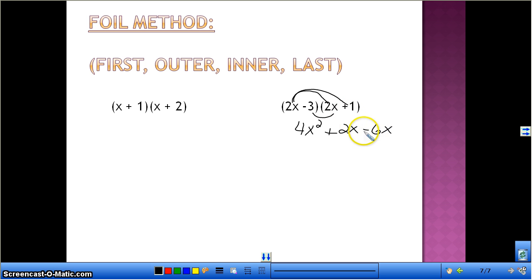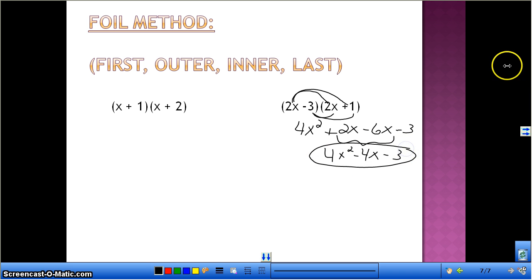Okay, and there's those two terms again that are alike. And then you have negative 3 times 1, which gives you negative 3. Okay, and then you got your center terms to combine. Positive 2x minus 6x is going to give you negative 4x. And then drop down the 4x squared. Also drop down the negative 3. And there's nothing else to combine. So that's going to be your answer for that one.